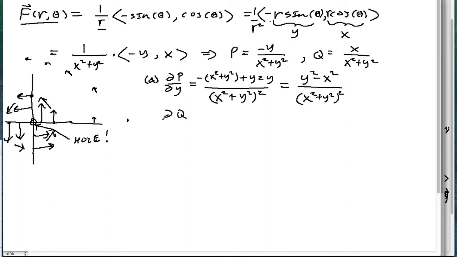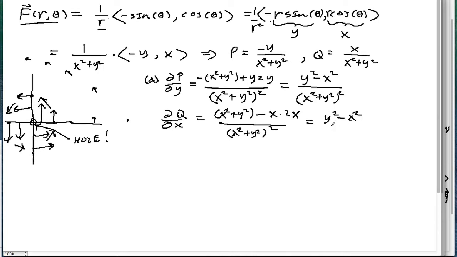And also the partial with respect to x of Q will be (x squared plus y squared minus x times 2x) over (x squared plus y squared) quantity squared. And we get the same result here. It's (y squared minus x squared) over (x squared plus y squared) quantity squared. Oh, so clearly these two are equal. Okay, so they're equal, so our theorem looks so good so far.